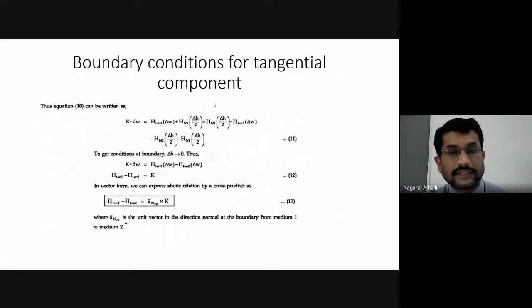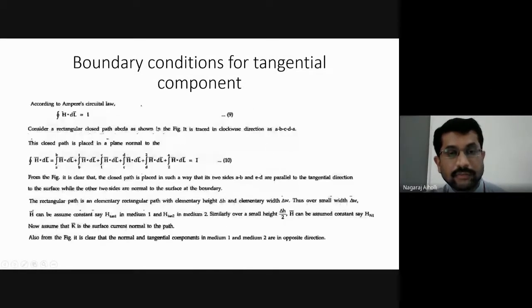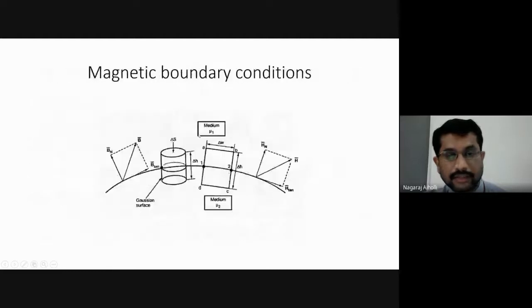So it is plus Hn1 delta H by 2, normal component. First we are taking A to B, which is the tangential component. If we go from B to 1, it is a normal component multiplied with delta H by 2. And from 1 to C, it is also delta H by 2 multiplied with the normal component in the second medium.